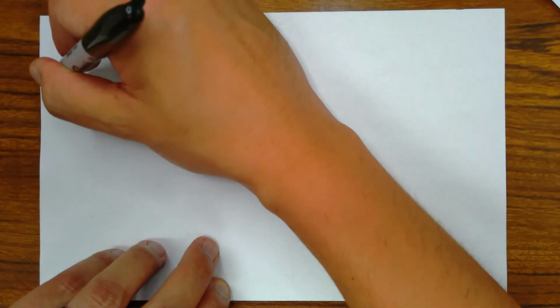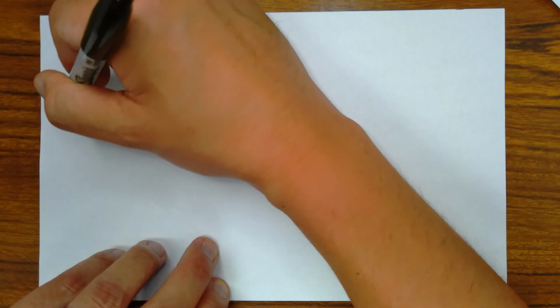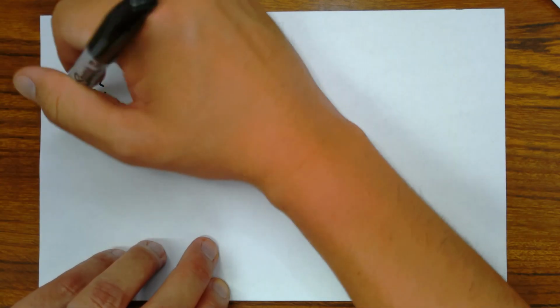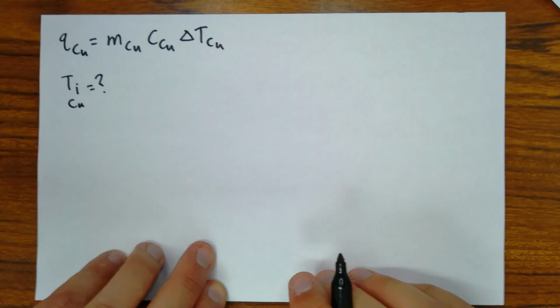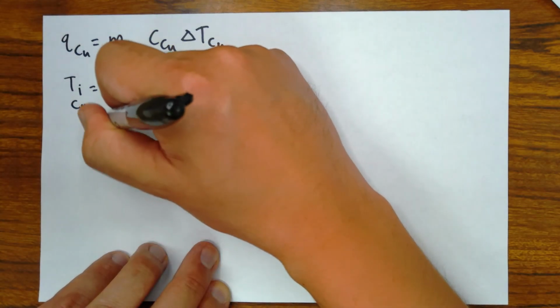We're going to try to isolate the T initial for the copper. We're going to try to isolate that variable. Okay, give that a shot. I'll be doing it here myself. All right, switch sides.